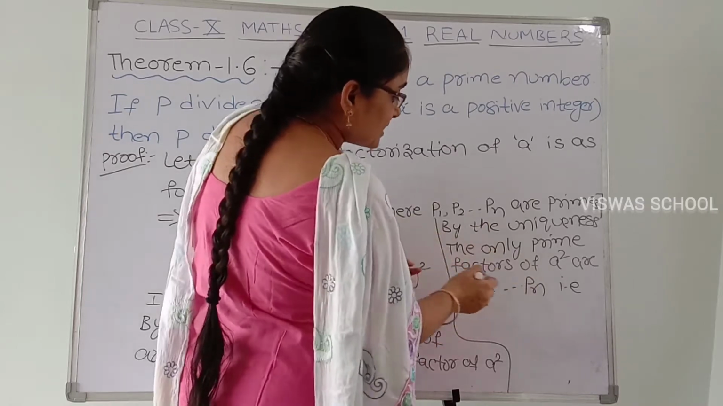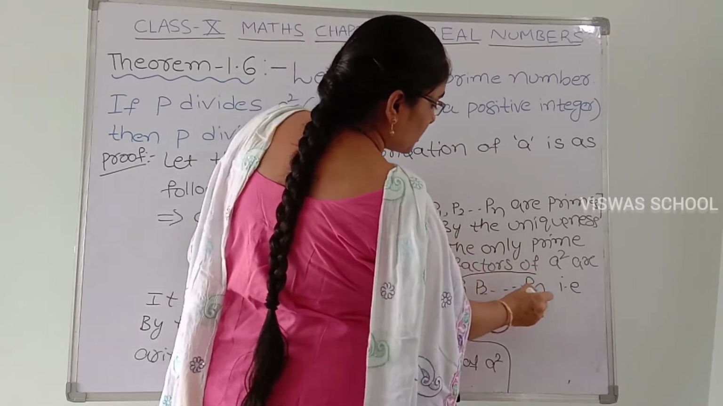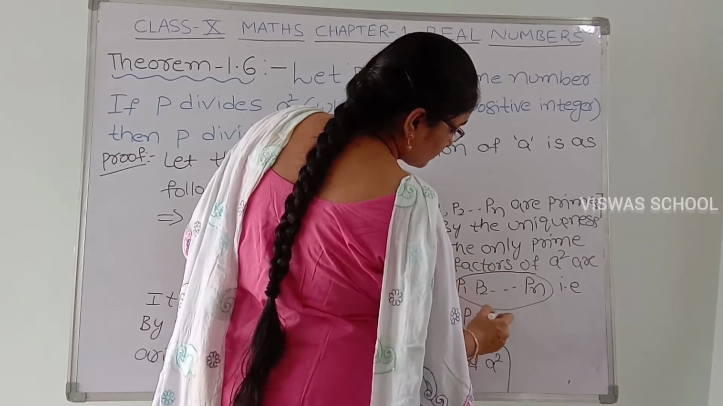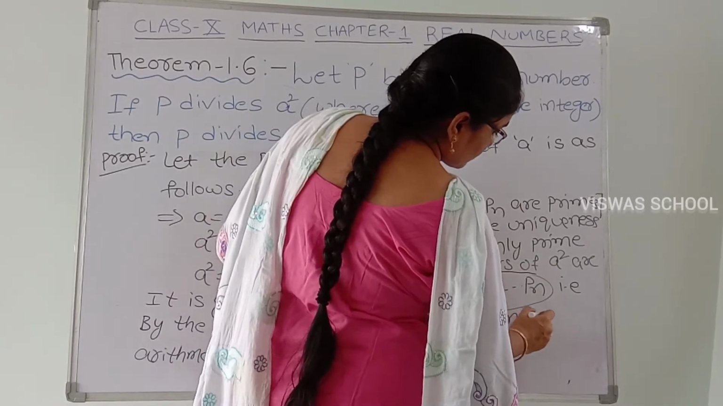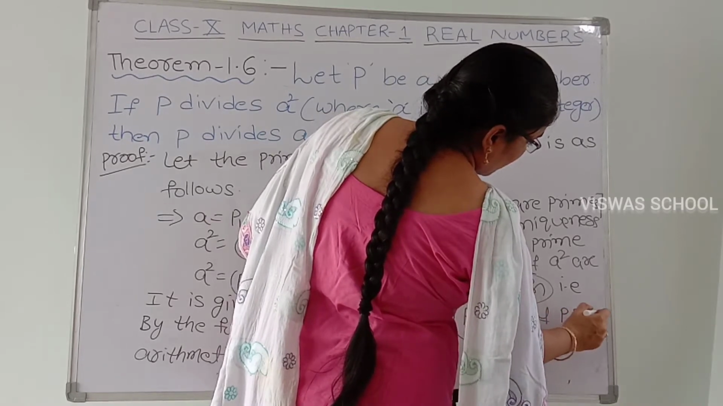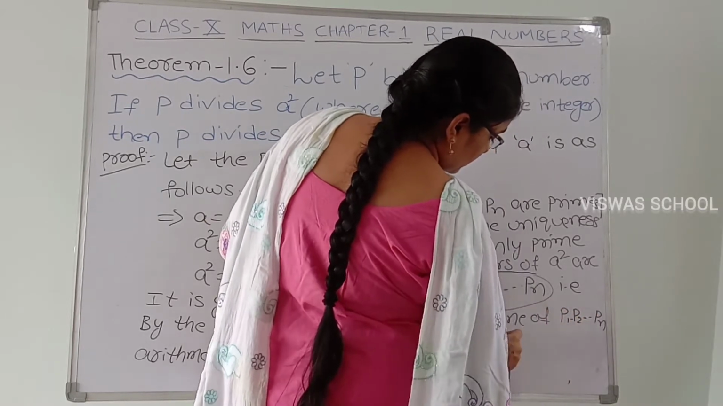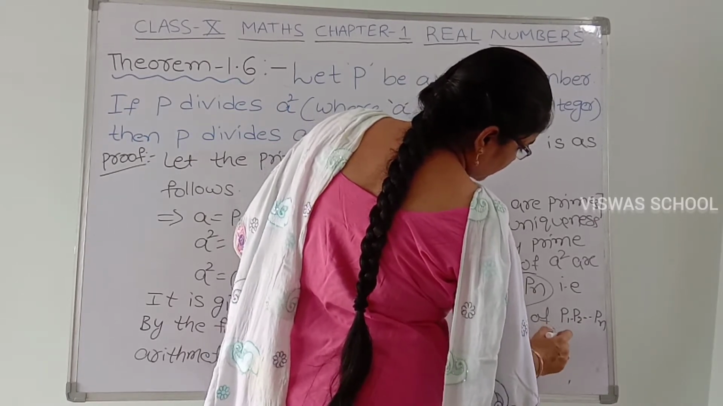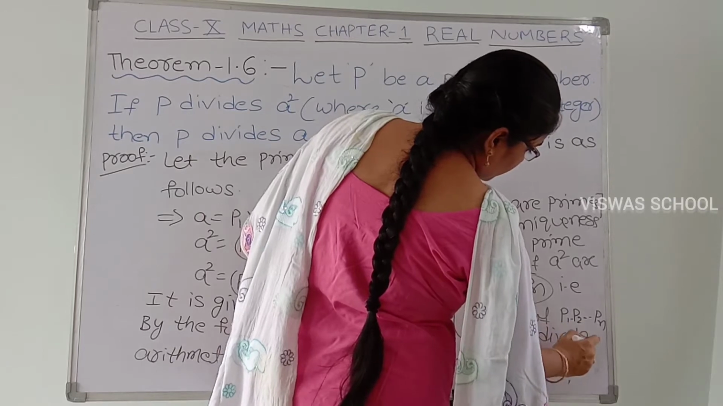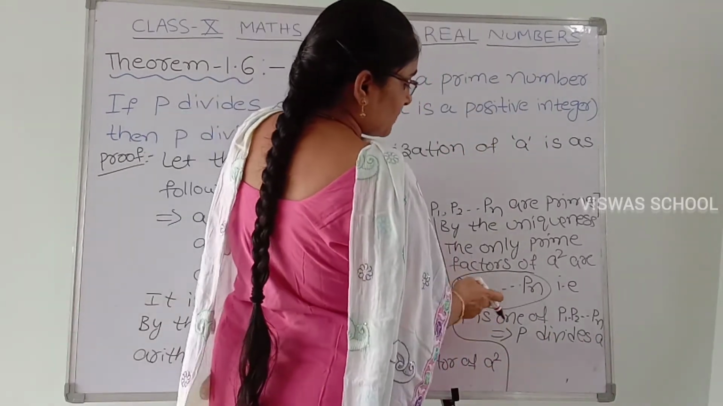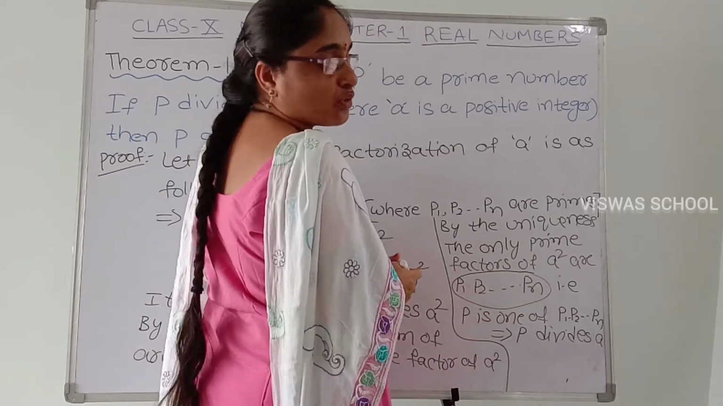That is, P is one of P1, P2, so on Pn. Therefore, P divides A. Once you see here, P is one of P1, P2, so on Pn, P divides A.